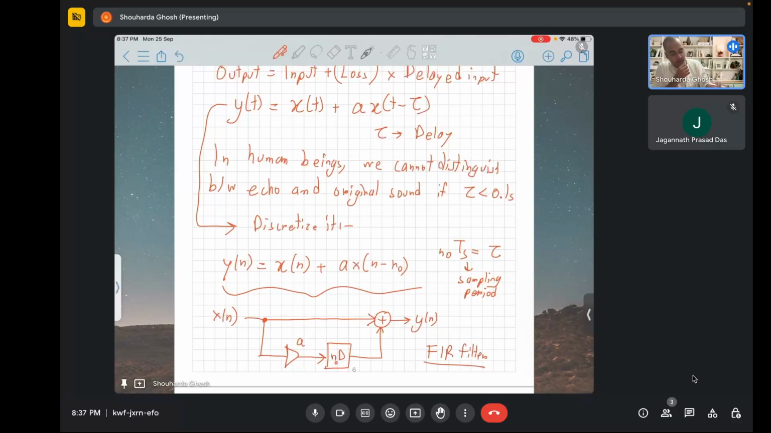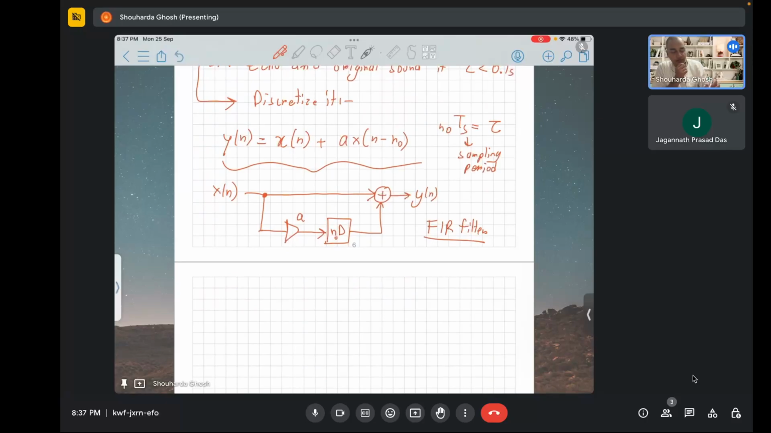So basically you can use this simple FIR filter to emulate the echo. If you want to give an echo kind of a tune or some sound effect in any of your recordings, then you can simply code an FIR filter into your computer, in your system, and you can generate echoes. As simple as that.